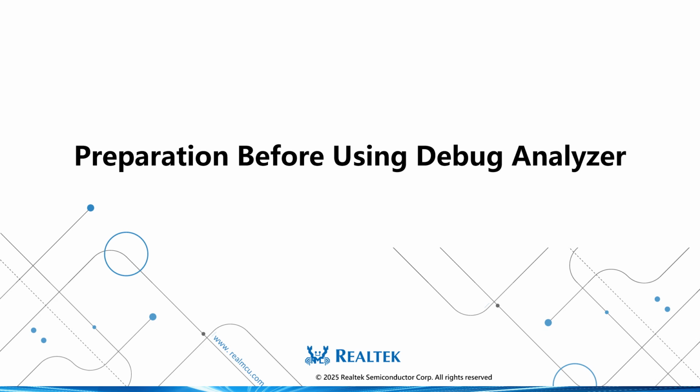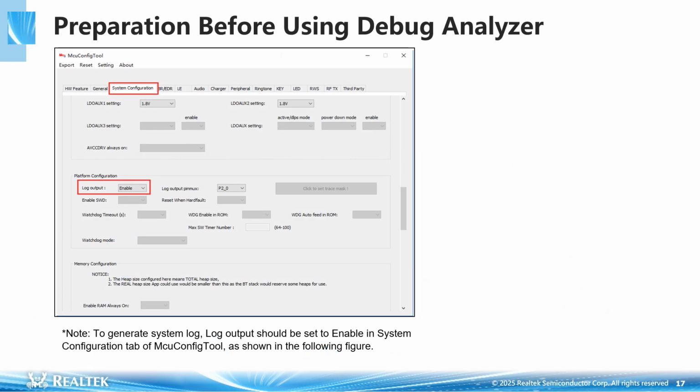Next, I will introduce the usage process of the log capture and decode in Debug Analyzer. Note: to generate system log, log output should be set to enable in System Configuration tab of MCU Config tool, as shown in the figure.